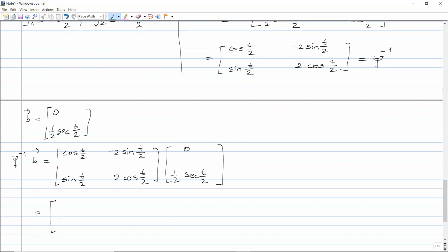Okay, so the first entry: cosine times 0 is 0, minus 2, but there's a 1/2 here, so minus sine t over 2, secant t over 2. And the second one: sine t over 2 times 0 is 0, 2 times 1/2 is 1, cosine t over 2, secant t over 2. Remember that secant is 1 over cosine. So the second entry is just 1.